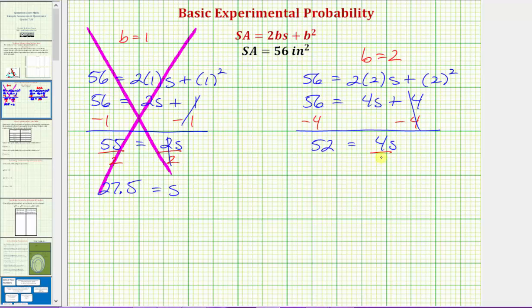The next step, we divide both sides by 4. Simplifying, we have 1 times s, or s, on the right. And 52 divided by 4 is equal to 13. So notice how here both b and s are whole numbers, which means we found a square pyramid where the length of the sides of the base is 2 units, and the slant height is equal to 13, and the surface area is 56 square inches. So let's go back and use this to answer our question.